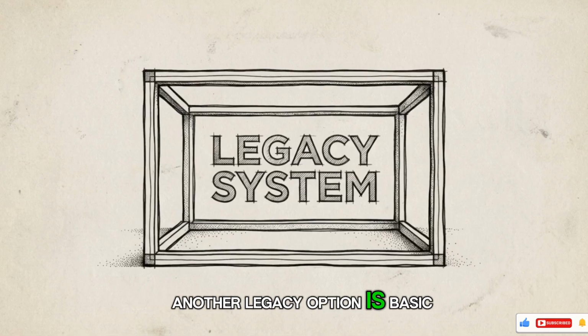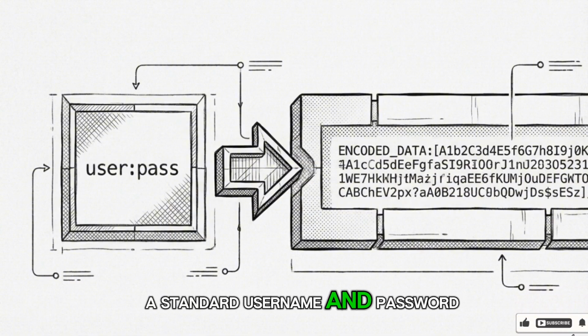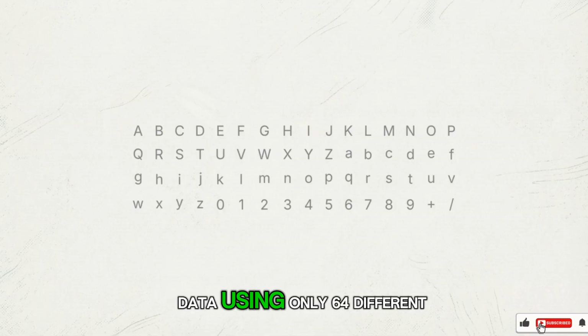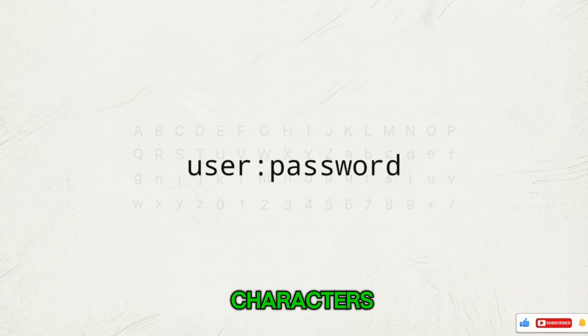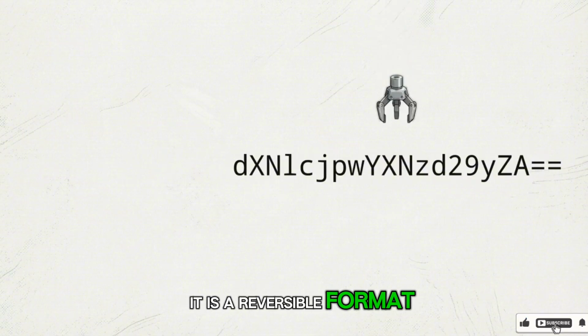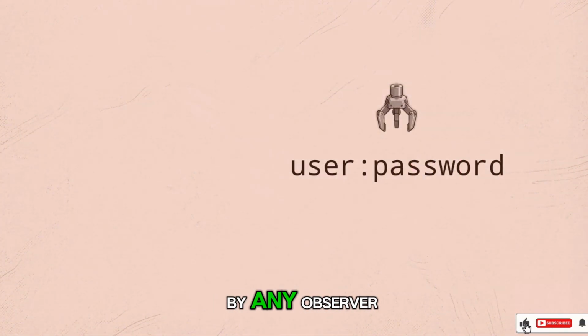Another legacy option is basic authentication. This method relies on encoding a standard username and password in base64 format, a way of representing binary data using only 64 different characters. Base64 encoding is not encryption. It is a reversible format. If these credentials are intercepted during transit, they can be instantly read by any observer.